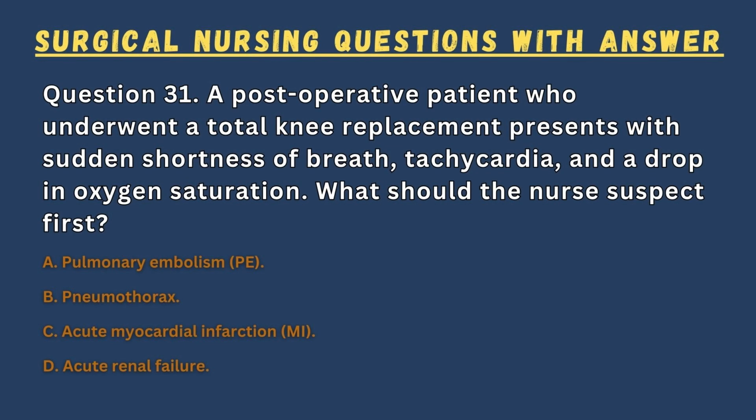Question 31. A post-operative patient who underwent a total knee replacement presents with sudden shortness of breath, tachycardia, and a drop in oxygen saturation. What should the nurse suspect first? A. Pulmonary embolism, PE. B. Pneumothorax. C. Acute myocardial infarction, MI. D. Acute renal failure.